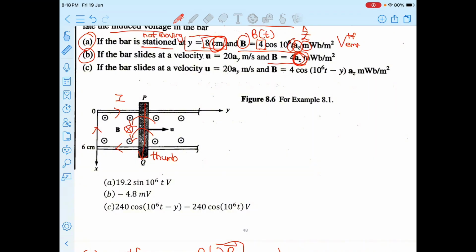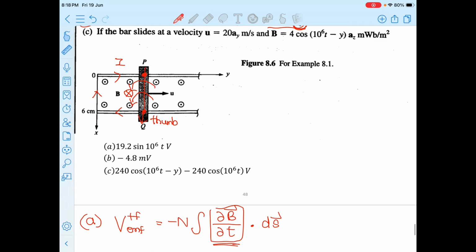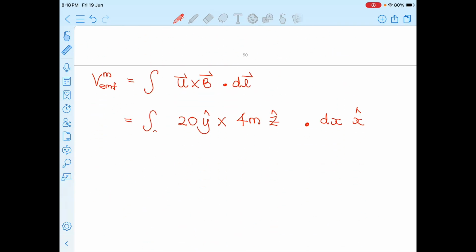So you are going to integrate from 0 to 6 centimeter, and you have to convert it to meter, so it equals 0.06. Now let us simplify the unit vector. y cross z is going to give you x, and x dot x is going to give you 1. So this is going to be from 0 to 0.06.